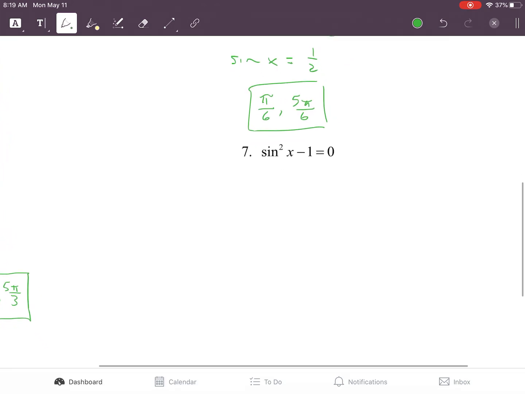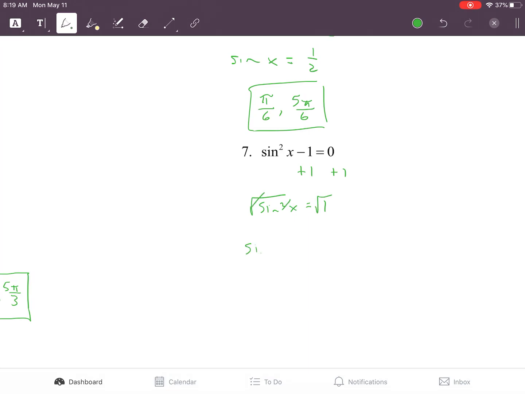All right, next we have sine squared of x minus 1. So the first step is to add 1 to both sides. Now to get rid of the square, we're going to square root both sides. So the square and square root will go away. We have sine of x is equal to, again because we square rooted both sides, plus or minus 1. So we're looking for where sine, the y value, is positive or negative 1. There are 2 spots: pi over 2 and 3 pi over 2.